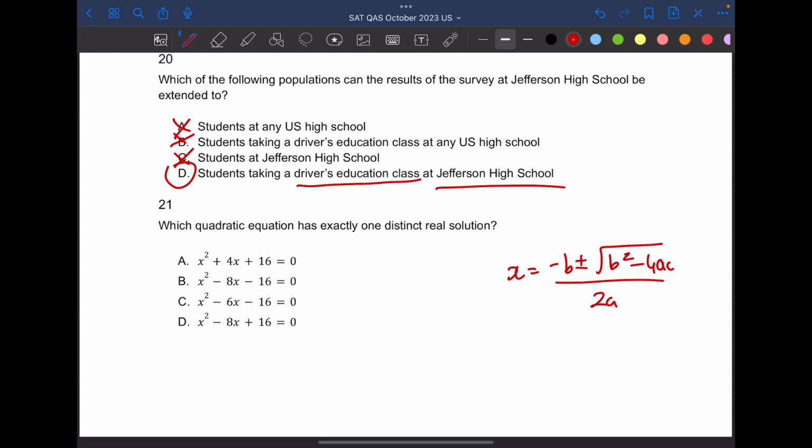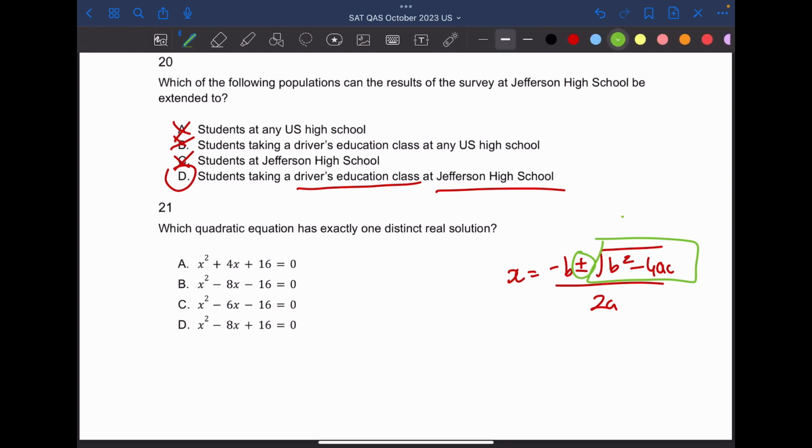Now you have to consider, how do you get real solutions? It all depends on this plus minus. If this part was, let's say, equal to 1, then it would make a difference when you add it and when you subtract it, because adding 1 is not the same as subtracting 1. If this value is equal to 0, does adding 0 make a difference from subtracting 0? No. So if you have 0, that means you only have one distinct real solution.